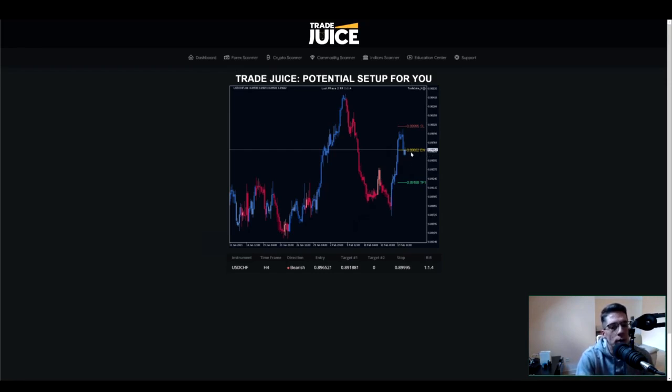So we want to be looking for a short position at 89.65.21 with a target at 89.18.81 and stop loss at 89.99.95. The risk reward is 1 to 1.4. So if you risk $100, we would be making 140.